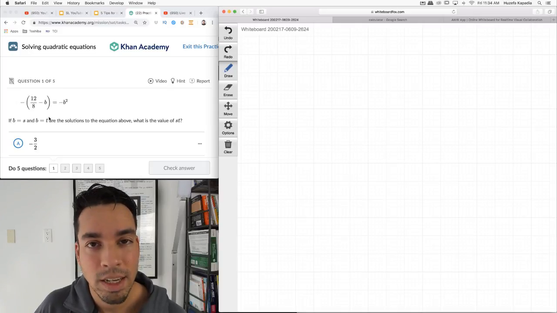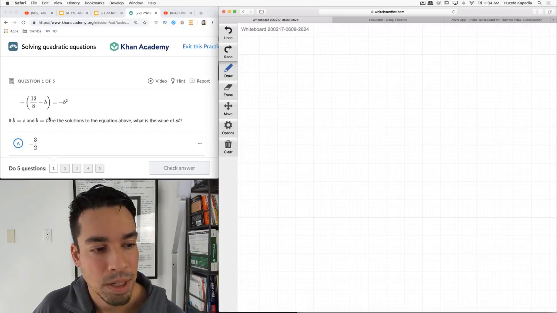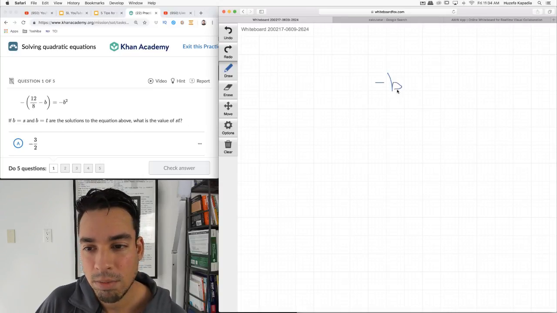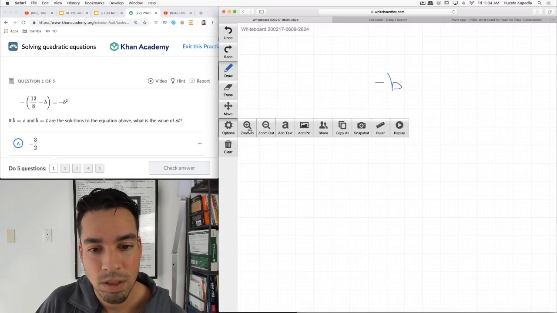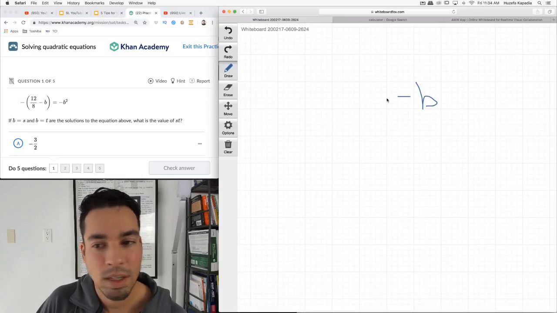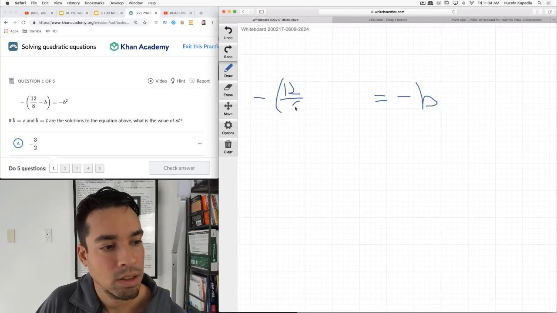Okay, so what I usually say in a question like this is don't even think, just figure out how you can isolate b. This s and t is a little confusing, but let's isolate t and it'll make more sense here. Hold on, let me zoom in a little bit. Okay, so we got negative b equals negative 12/8. Oh, that's b squared. 12/8 minus b.